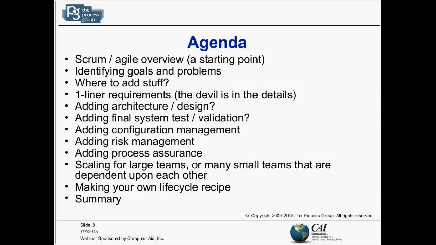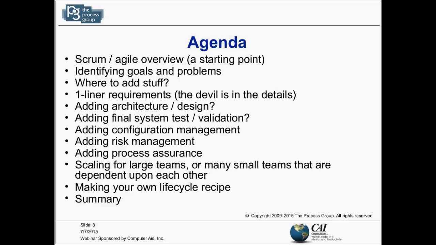We'll start off there, then discuss identifying goals and problems. If you want to decode and determine what to improve and where to improve it, there's a simple set of questions you can go through to get a picture of where you would like to add or modify practices to the way you do work now. Then we'll discuss where to add stuff. If you come up with new practices to add, new recipe steps, where would you put those in your flow?